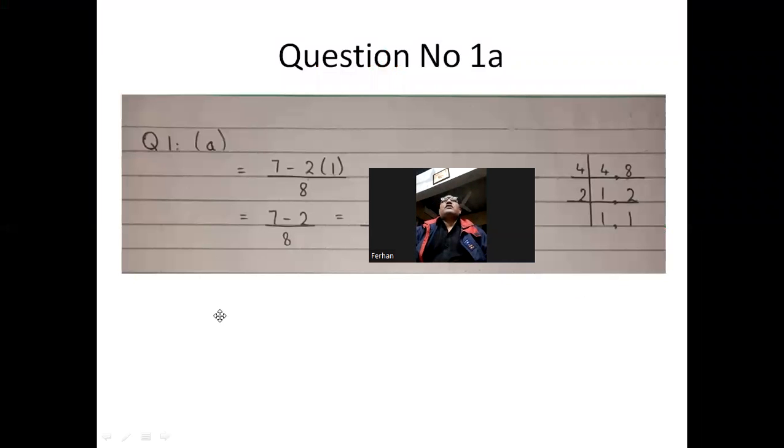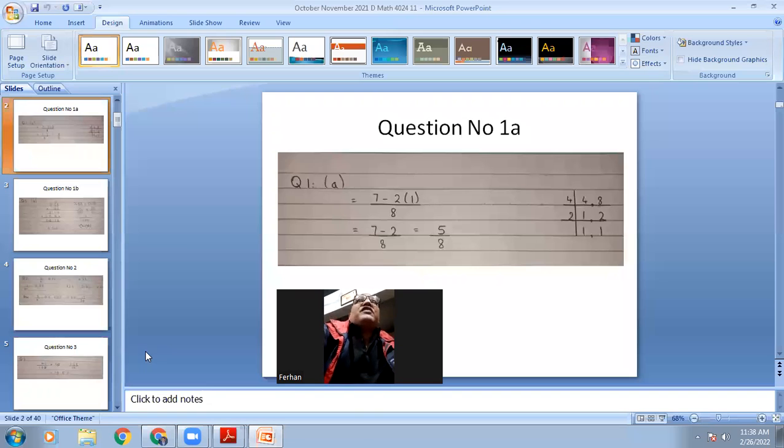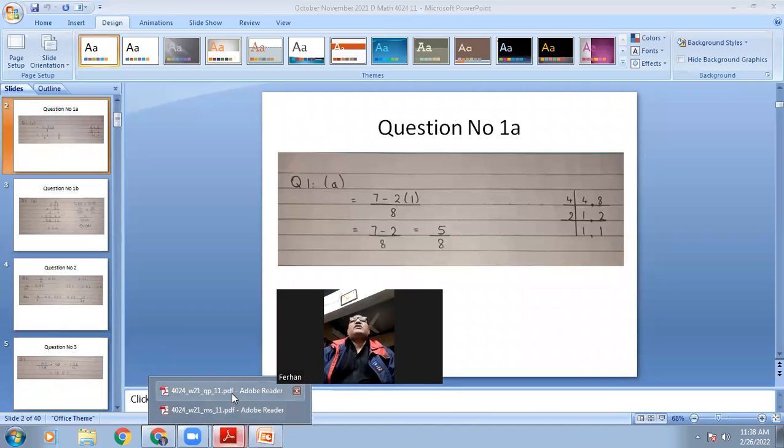So the question number 1, and we took the LCM. So you will have 7 minus 2 divided by 8. The LCM is 8 basically. So 7 minus 2 will be 5. 5 divided by 8 is the answer. So that's the first part. Okay, so let's go to the next part.